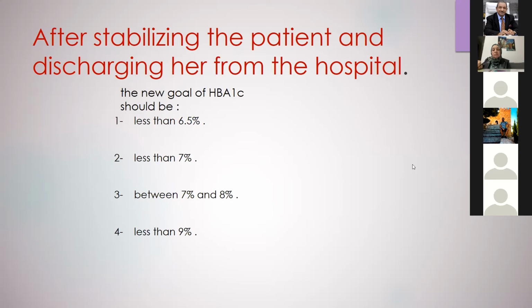Okay, there are variable choices between 2, 3, and 4. Dr. Hilal, anyone? Option 2 is more, and option 3 after it. Which one do they choose as the best, the largest number? Number 2, less than 7. Yes, in our patient this is wrong. No. Yes, less than 7.